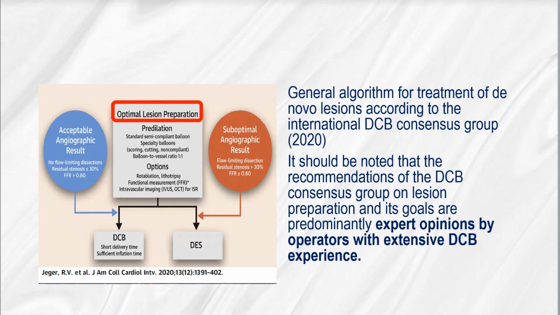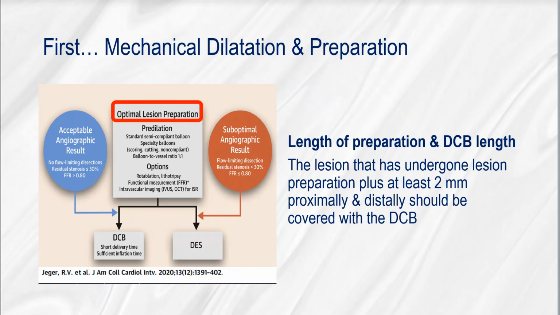Regarding the steps needed for drug delivery, this algorithm is for treatment of de novo lesions according to the International Drug-Coated Balloon Consensus Group, 2020. It is based on expert opinions by operators with extensive drug-coated balloon experience. The length of the segment for preparation and drug delivery is the length of the lesion plus at least 2 mm proximal and distal to it.